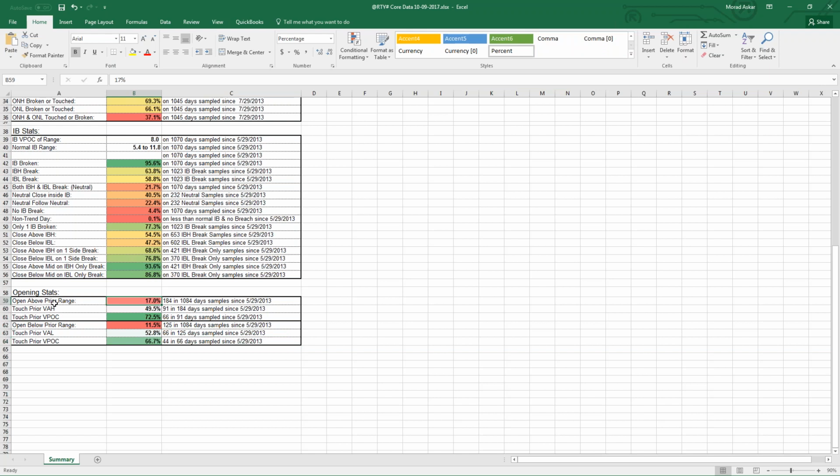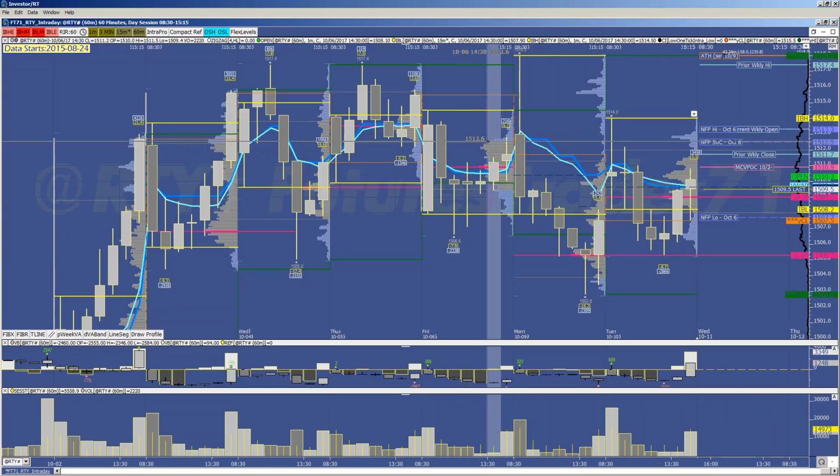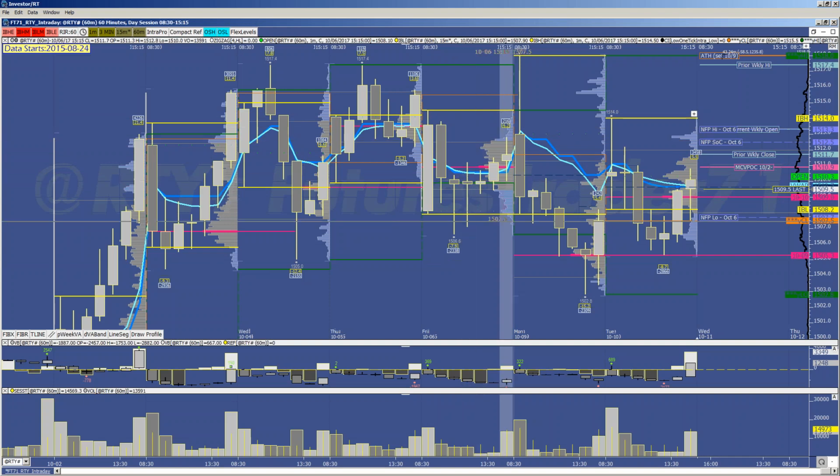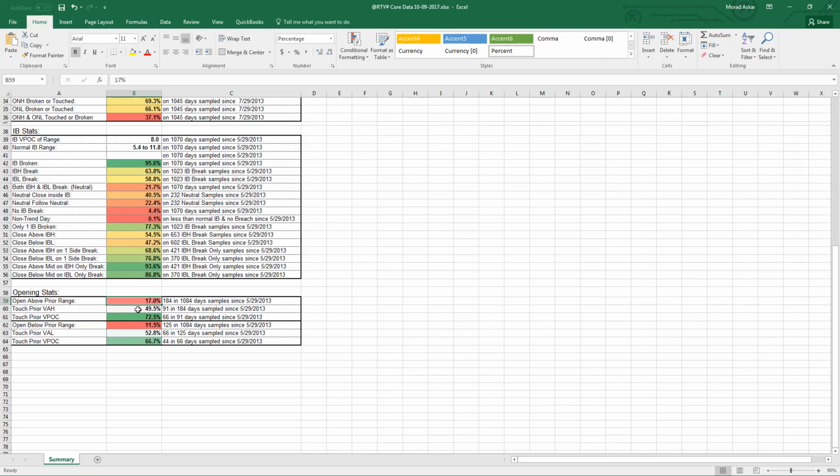Then opening stats. If the market opens above, how often does the market open above prior range? 184 of 1,084 days, 17% of the time. If it opens above the prior range, how often does it test value area high? Value area high is this gray. It's the first standard deviation of all volume in this data set. Okay. And how often does it test it?